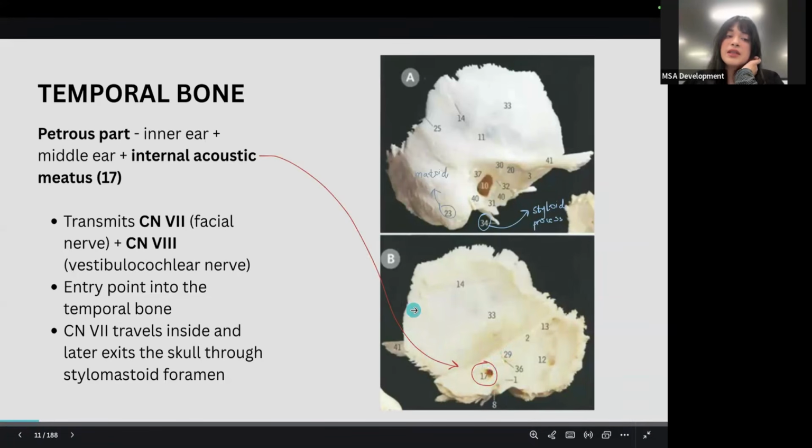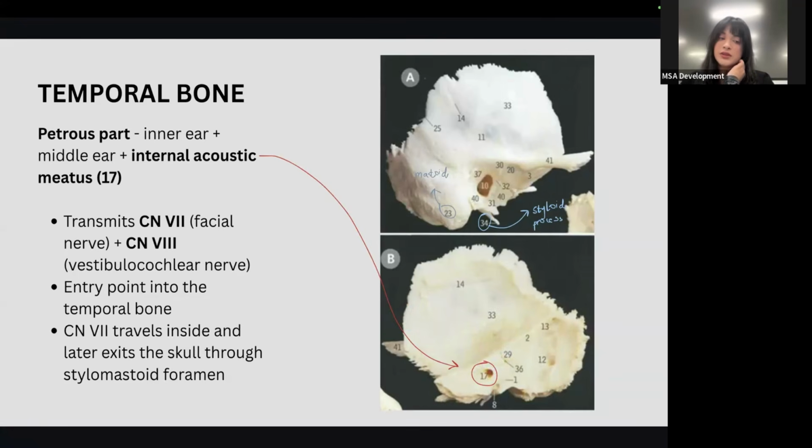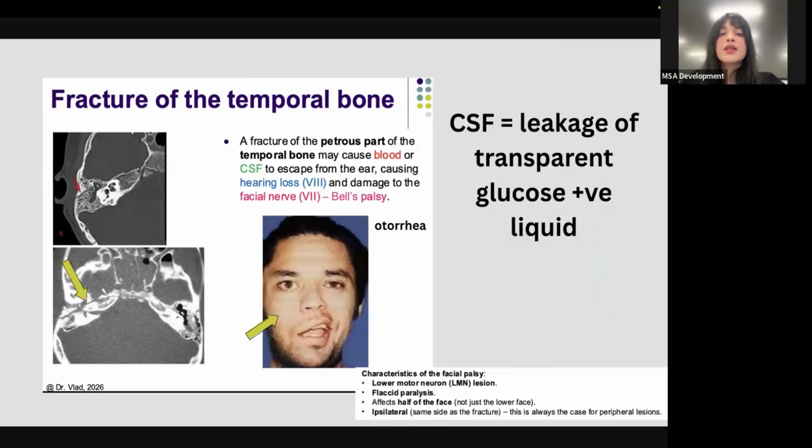So this transmits the facial nerve and the vestibulocochlear nerve, and it's the entry point into the temporal bone. Especially the facial nerve, cranial nerve number 7, that we're going to discuss in detail now. It travels inside the middle ear, and it later exits the skull through the stylomastoid foramen. Okay, so what happens if the temporal bone is fractured? Over here, if this area gets fractured, blood and CSF can escape from the ear, and this can cause hearing loss and Bell's palsy.